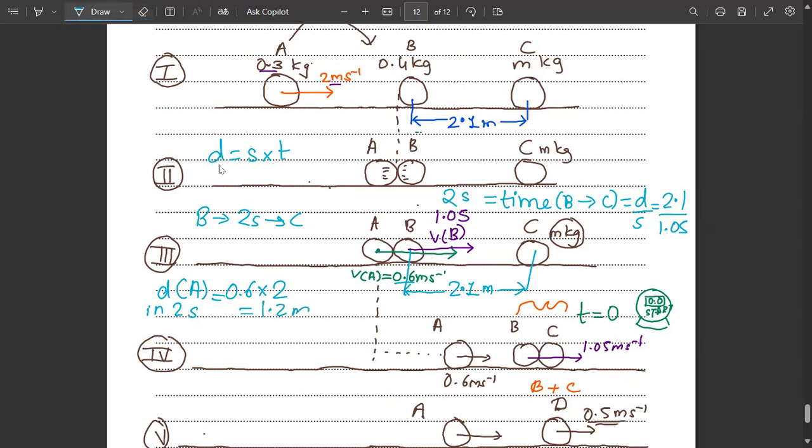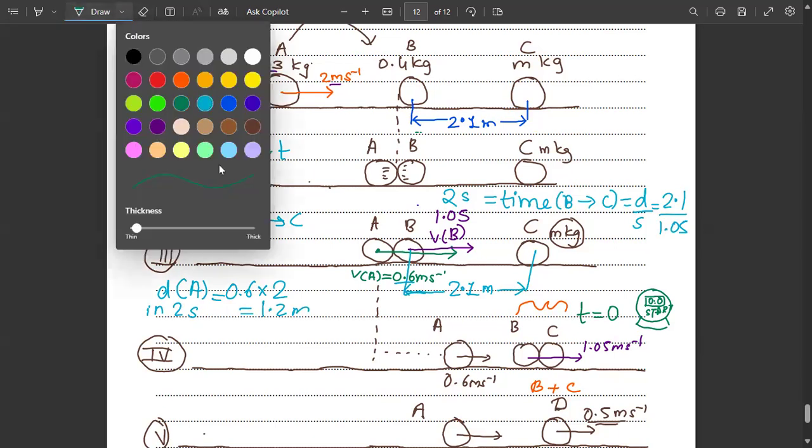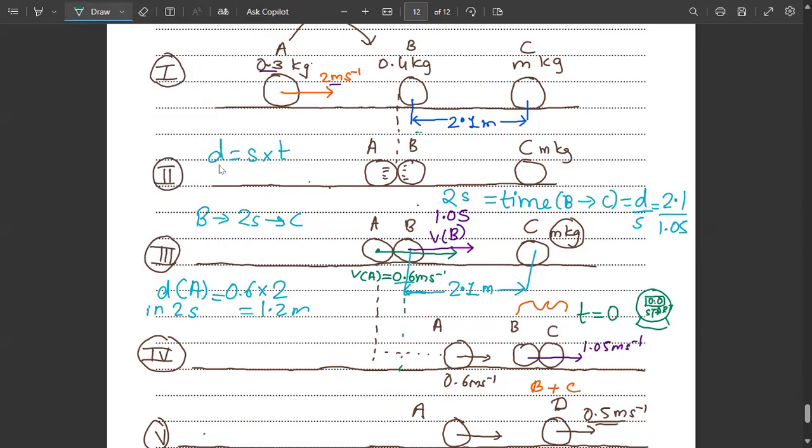1.2 meter. So that means initially this was 2.1. So assuming A was here, that means it covered a total distance of 1.2 meter. So now what is the remaining distance?